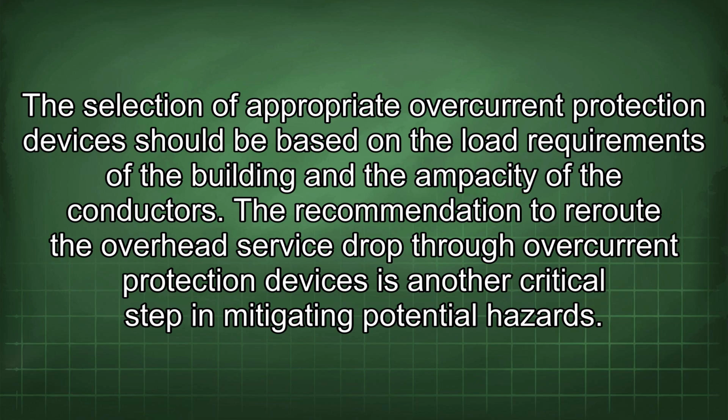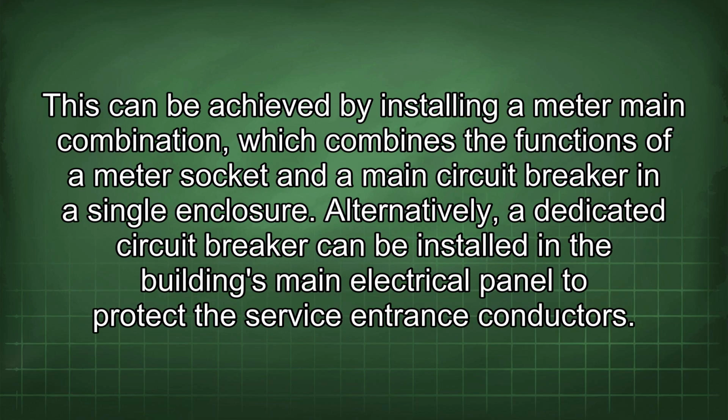The recommendation to reroute the overhead service drop through overcurrent protection devices is another critical step in mitigating potential hazards. This can be achieved by installing a meter-main combination, which combines the functions of a meter socket and a main circuit breaker in a single enclosure. Alternatively, a dedicated circuit breaker can be installed in the building's main electrical panel to protect the service entrance conductors.